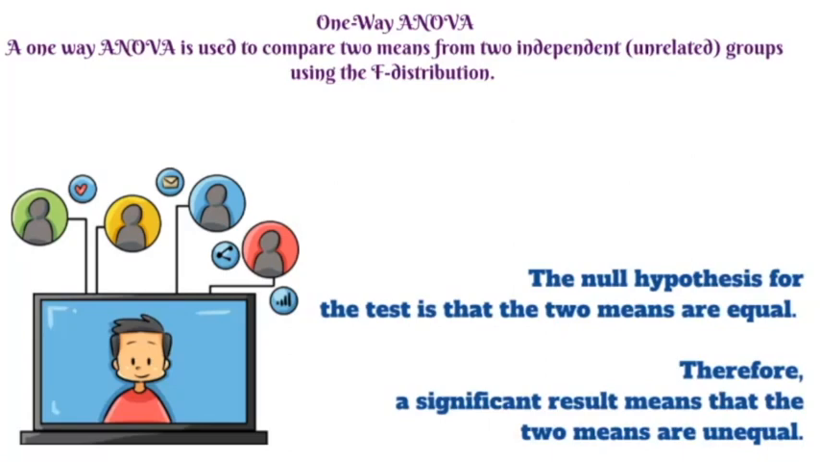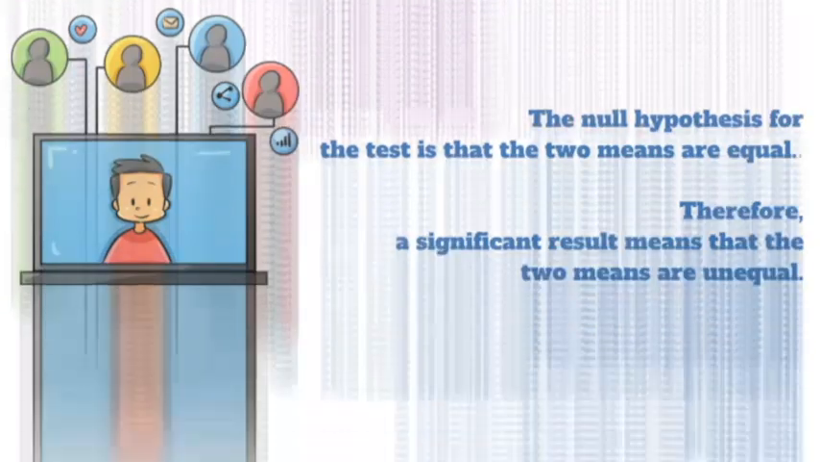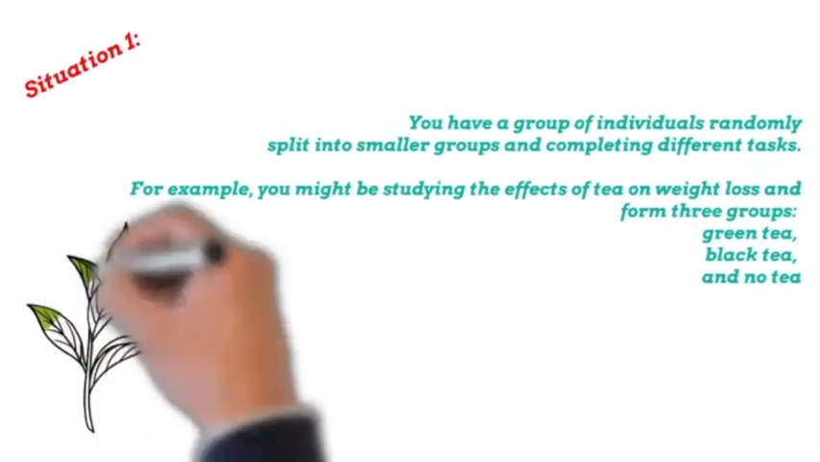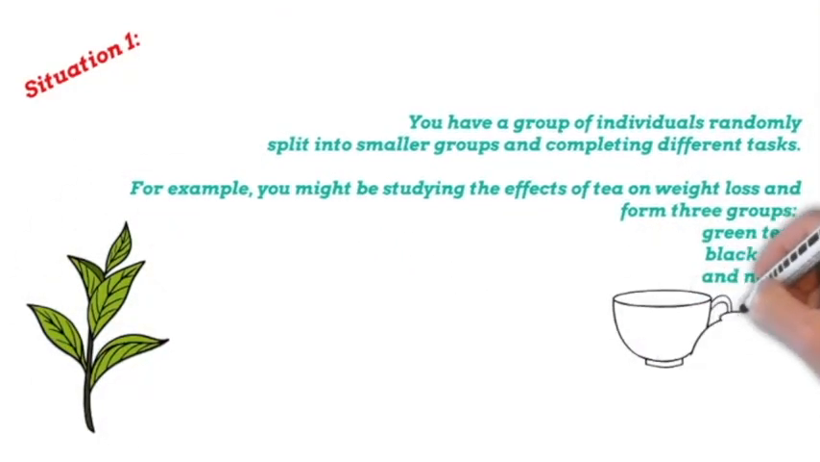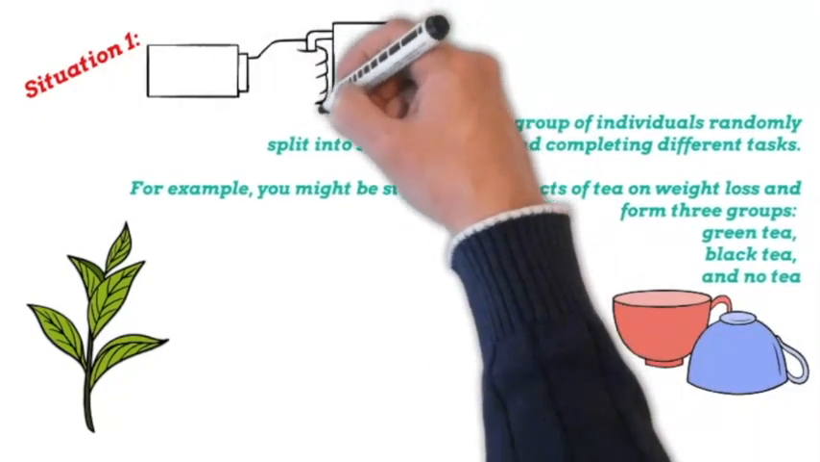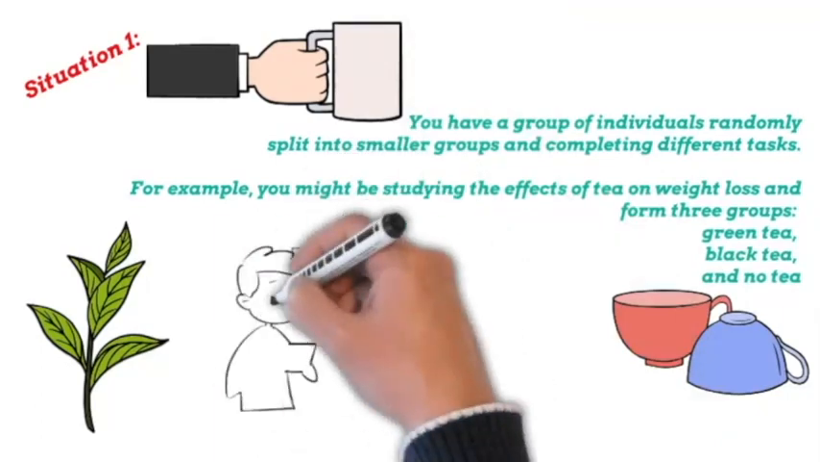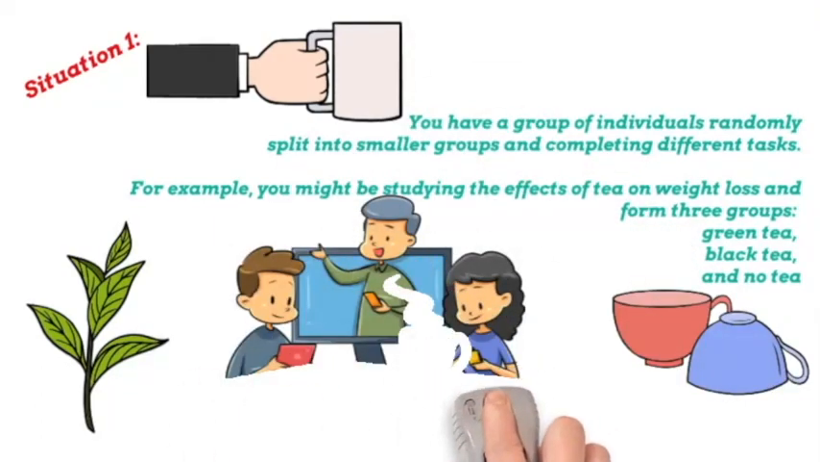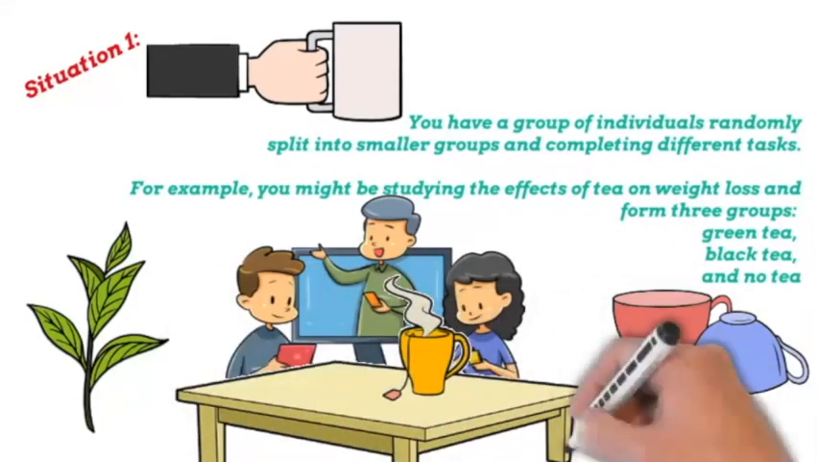Here we can take an example of when to use a one-way ANOVA. For example, in one situation, you have a group of individuals randomly split into smaller groups and completing different tasks. For example, you might be studying the effects of tea on weight loss, with three groups: green tea, black tea, and no tea.